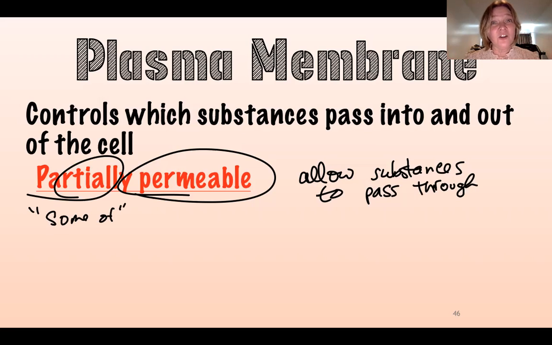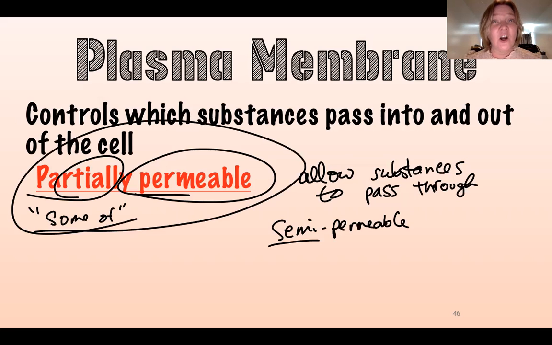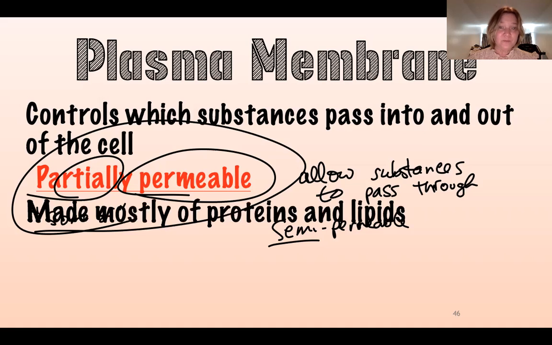So being partially permeable, or sometimes it's called semi-permeable. But the word semi means half, and it doesn't necessarily allow half of the things to come in. So this is the preferred terminology, partially permeable, which basically just means that it allows some substances to pass through the cell membrane or the plasma membrane, but it does not allow everything to go through.